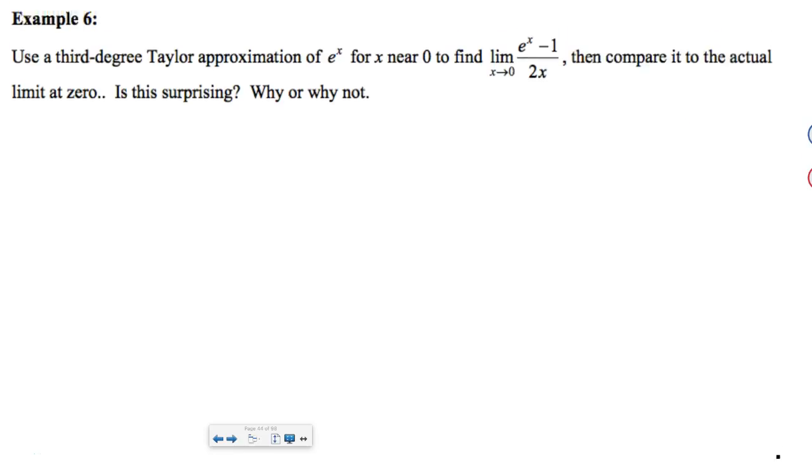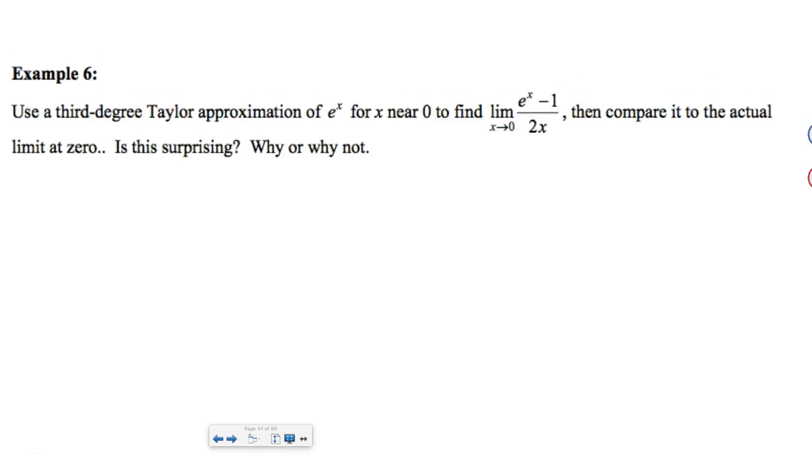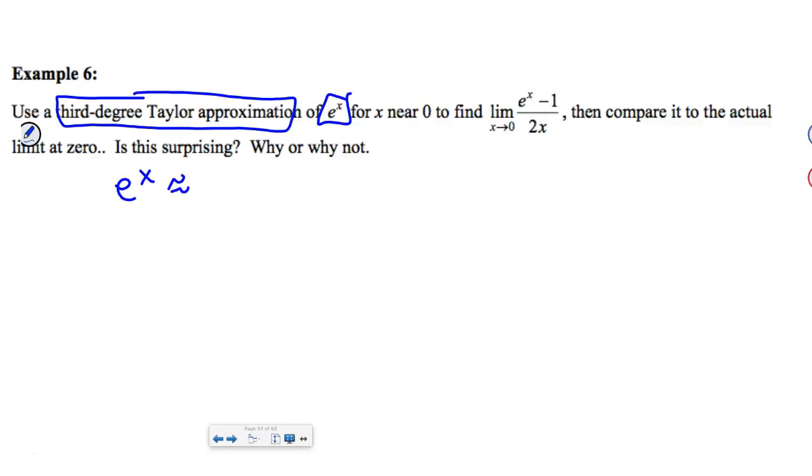So we're going to do example 6 here. It's giving you a third degree Taylor polynomial. It's important what degree, so let's go like that. For e to the x, let's write that out first. So e to the x is going to be approximated by a third degree Taylor polynomial. I could have called that Maclaurin because it's being centered near 0. I'm going to write that out.